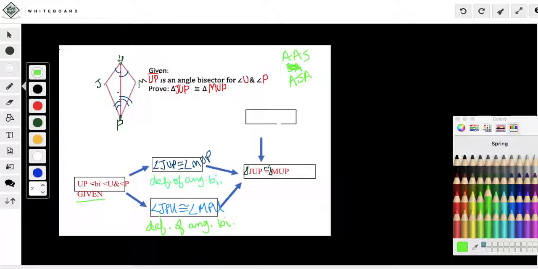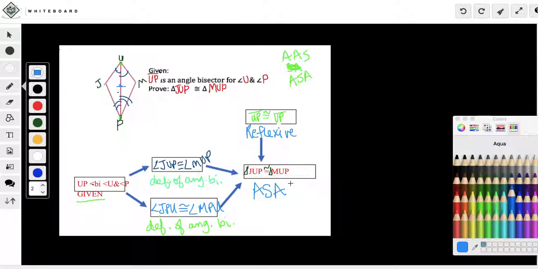So if I look here, the only thing that can give me a third thing is that line segment UP is congruent to itself. And I know that because of the reflexive property. So I'm just going to write reflexive down here. And then I now can go and put my reason for why triangle JUP is congruent to triangle MUP. And my reason is going to be ASA. And that's it. So we just filled in the whole thing.